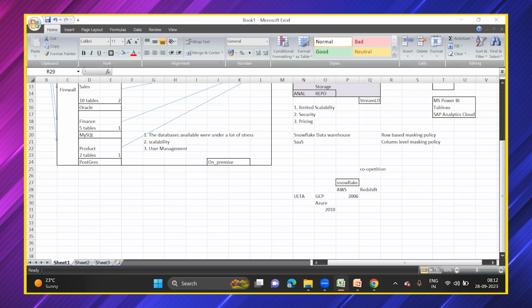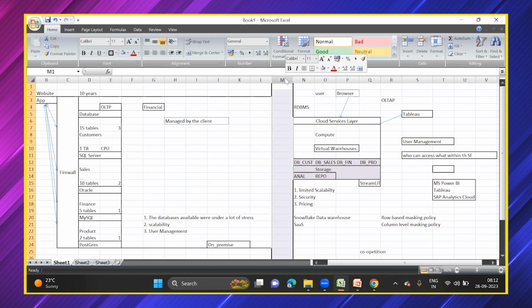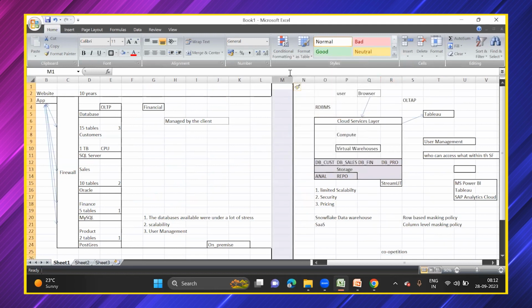Vipul asks, how are we going to bring the transactional table to Snowflake on a daily basis? For that, we will do something like this. I will just remove these arrows. There are a lot of ways if you want to migrate. So we are now talking about migration, right? We want to migrate from one system to another system.